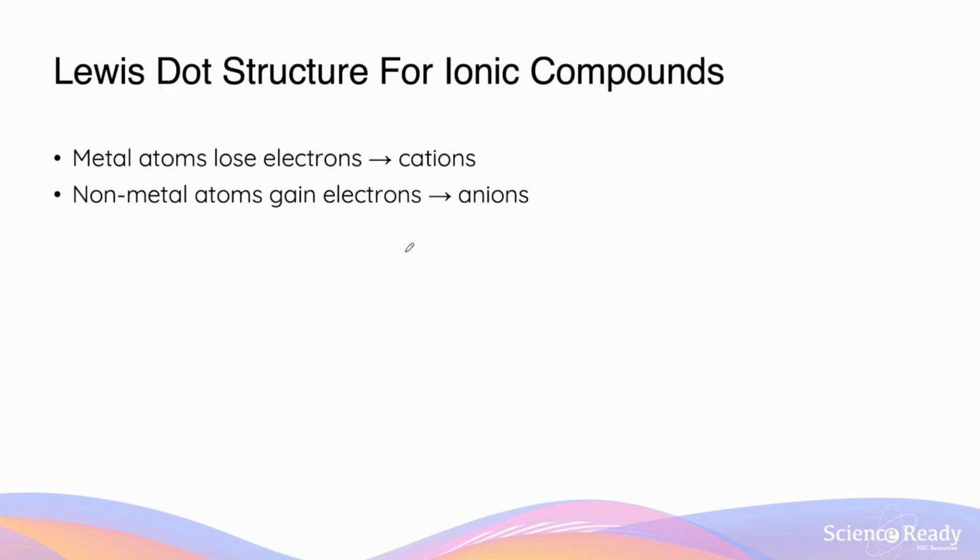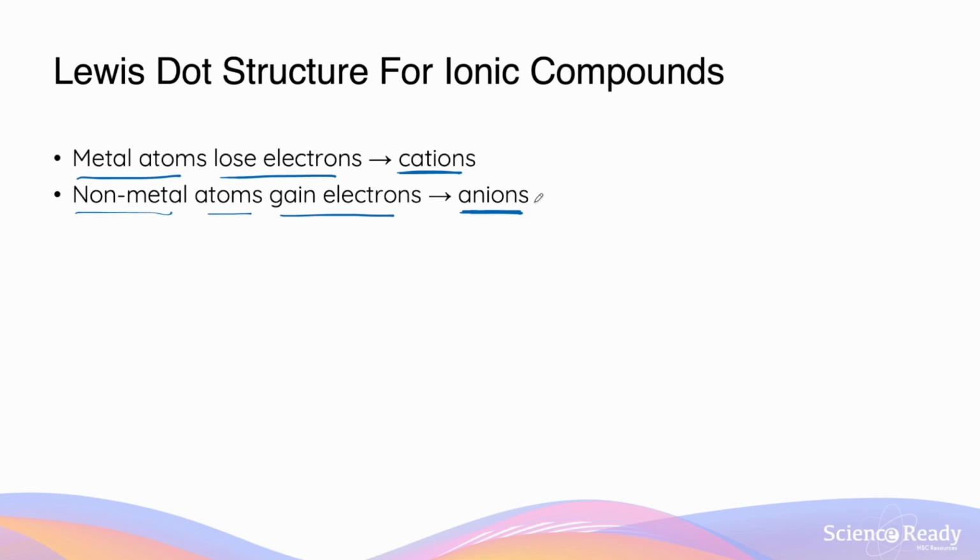The Lewis dot structure or diagram for ionic compounds works a bit differently to covalent molecules that we just discussed. It's actually a bit more simpler. Ionic compounds usually consist of metal atoms that tend to lose electrons and become cations in the process, which are positively charged. Non-metal atoms in ionic compounds will gain electrons and therefore become negatively charged and are called anions.